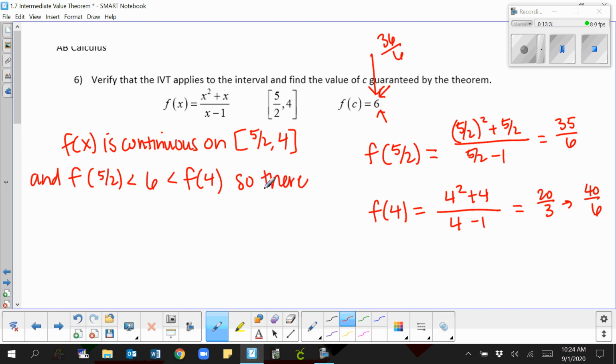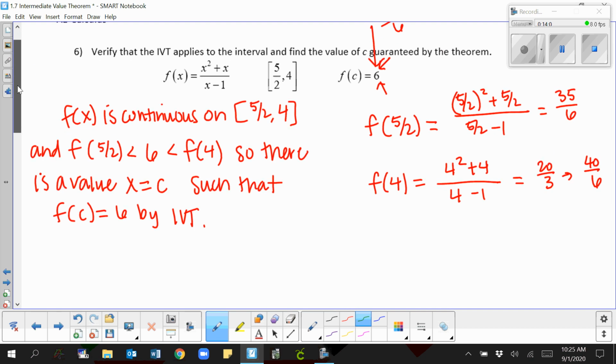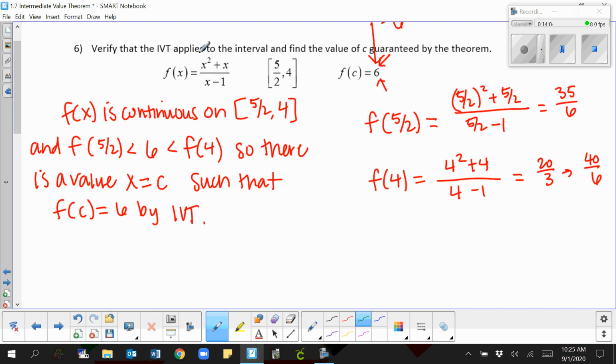So there is a value x equal to c. Let me rewrite that so you can actually read it. x equal to c such that f of c is equal to 6 by our intermediate value theorem. And so now the last thing that we need to do is actually find what that is. So it says verify that the intermediate value theorem applies and find that value.